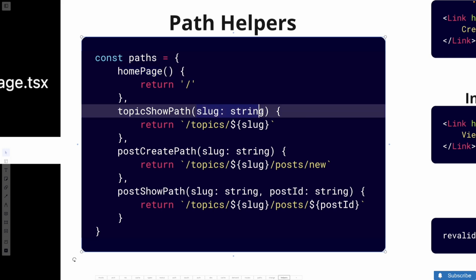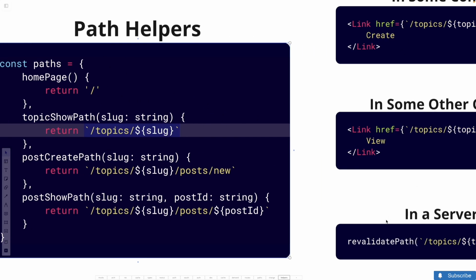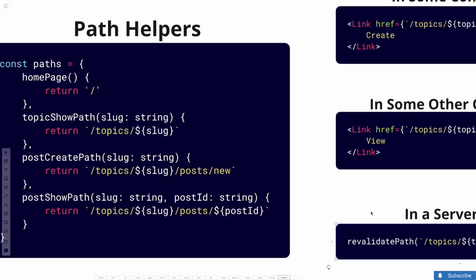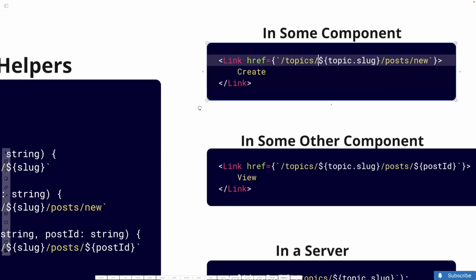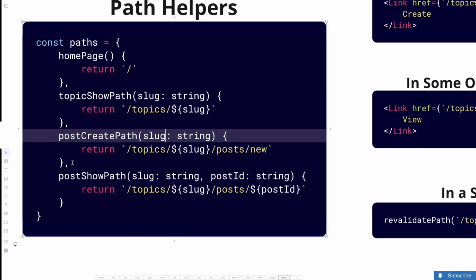They might take in some arguments and then use those arguments to return some specially crafted path to some different page in our application. Now we can use these in all of our different link components and revalidate path calls. So for example, this one up here was trying to go to topics/topic.slug/posts/new. Instead of writing that out manually, we could instead call paths.postCreatePath and then put in the slug of the topic we are trying to go to.